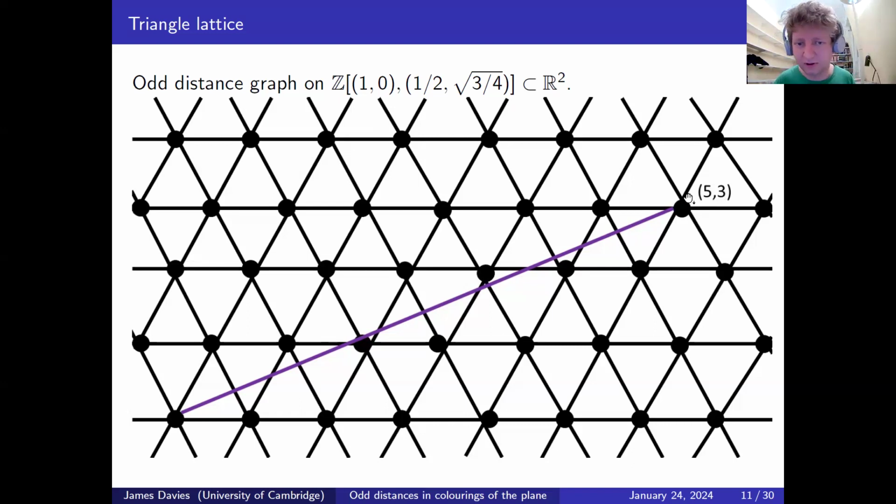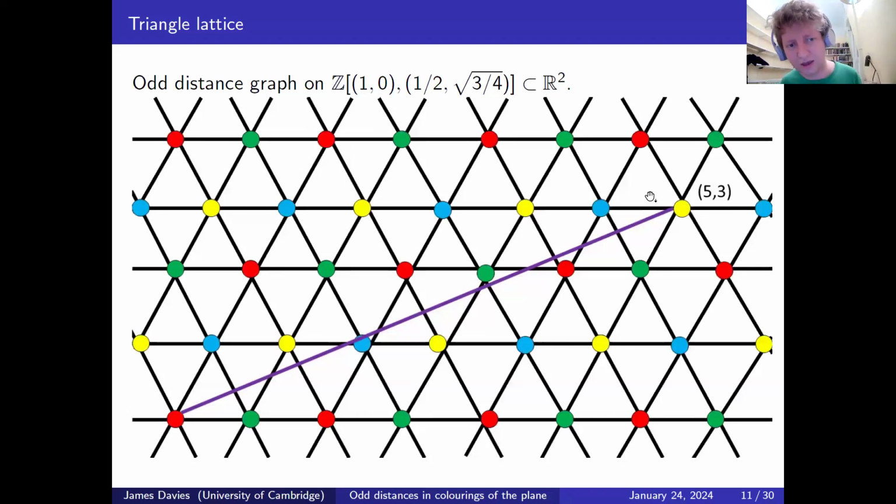But we still run into a similar problem that whenever we have one of these edges, at least one of the coordinates must differ by some odd number. So if we color according to each coordinate mod 2, we get a coloring of 2 times 2 colors. We get a 4 coloring. So again, the odd distance graph on this triangle lattice has finite chromatic number. We could 4 color it.